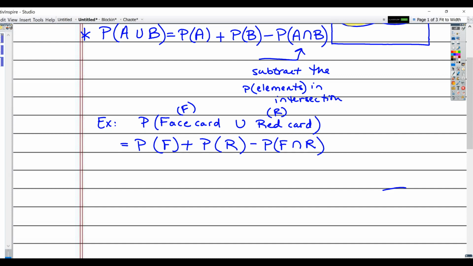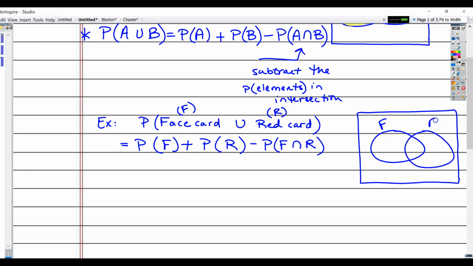Okay. Before we dive into that formula, let's do a Venn diagram. This concept really lends itself nicely to the Venn diagram and understanding what you're doing. So you guys know what a Venn diagram is. It's just one of the tools we've been using, and it also helps us see the universal set and all that good stuff. So I'm going to have F for my face card, and then I'm going to have R for my red cards. Okay?